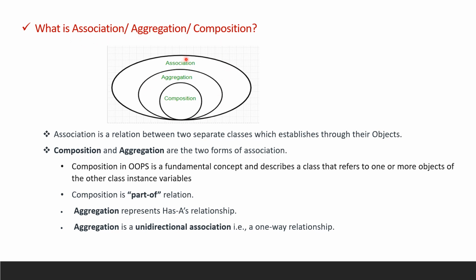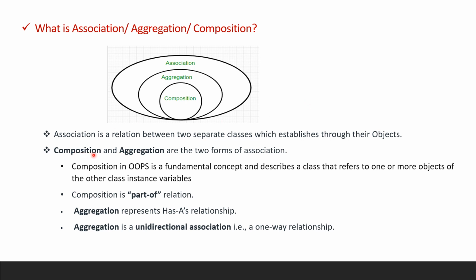So if we see this diagram, what is the hierarchy we can observe here? What is association? It is a relation between two separate classes, which is established through their objects. Using their objects, it forms a relationship between any two separate classes. So mainly, association is meant for the relationship.